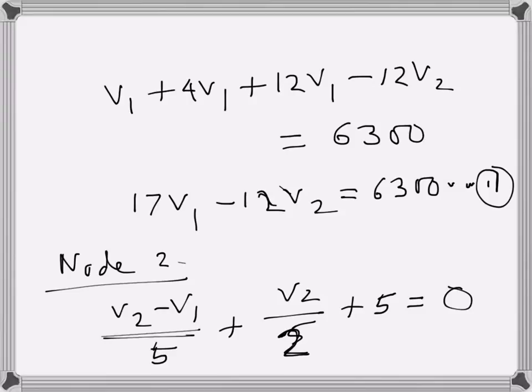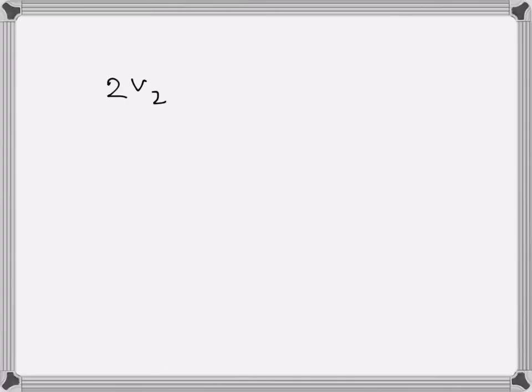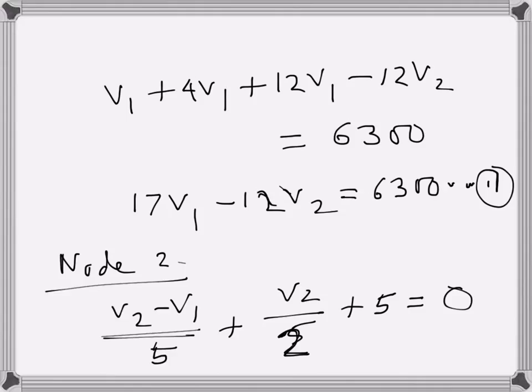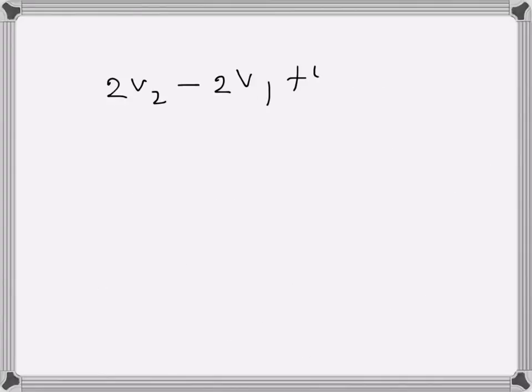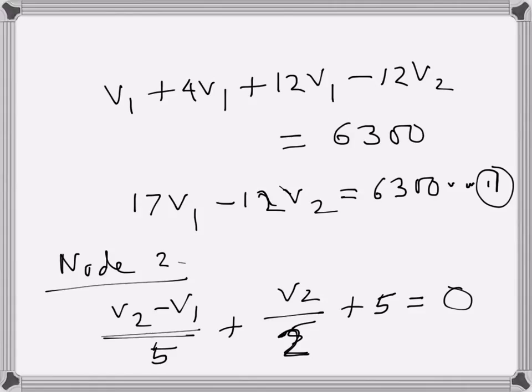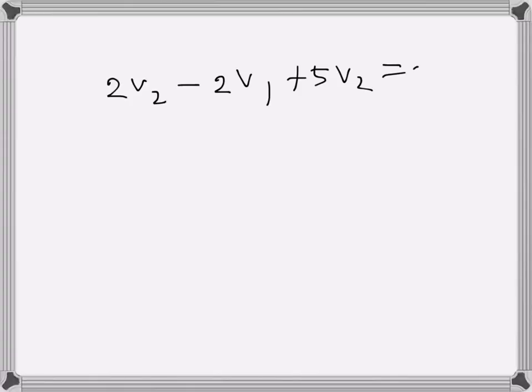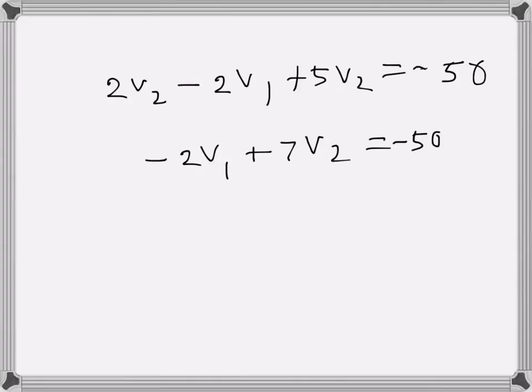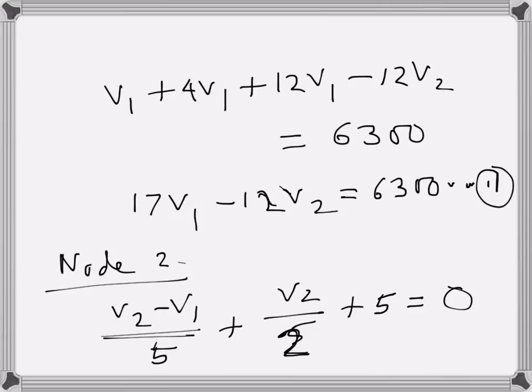So for V2, I will multiply by 10, so it will be 2V2 minus 2V1 plus 5V2, and then 10 times 5, that's 50, so taking it to the right hand side it is negative 50. So this is now minus 2V1 plus 7V2 is equal to minus 50. I hope the equation is correct. So I have two equations.